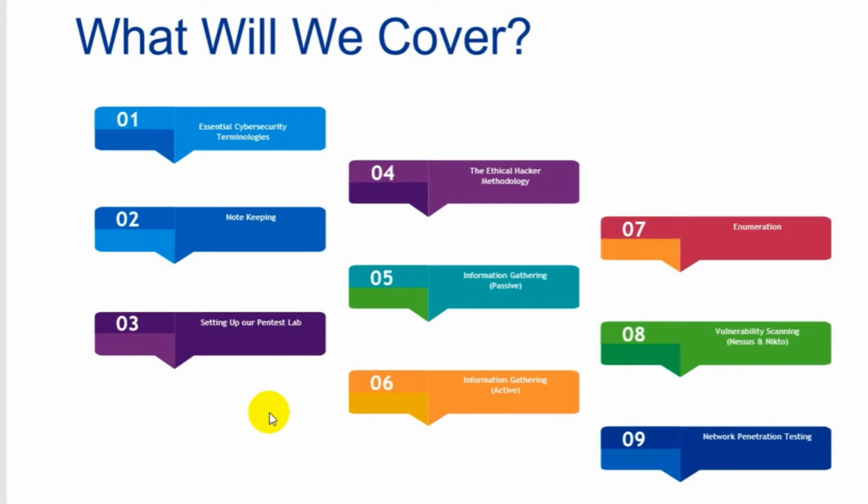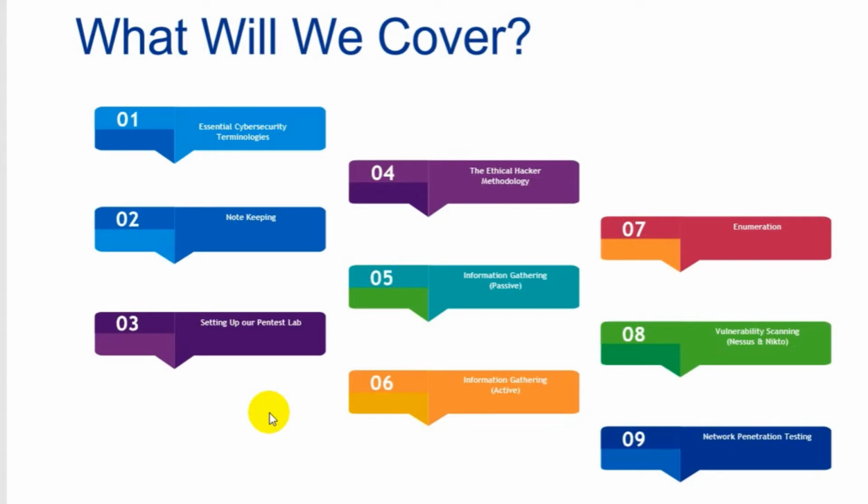Now, the next thing that we cover is where we dive into the interesting part of the course. That's where we start with the first stage of ethical hacking or penetration testing, known as information gathering. And we have two types of information gathering, the passive and the active.